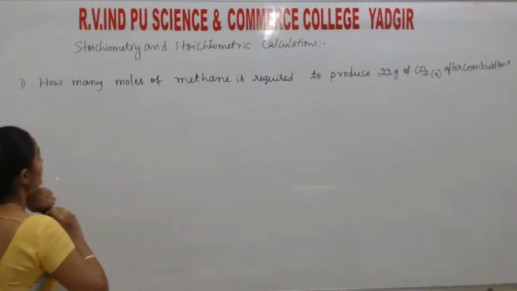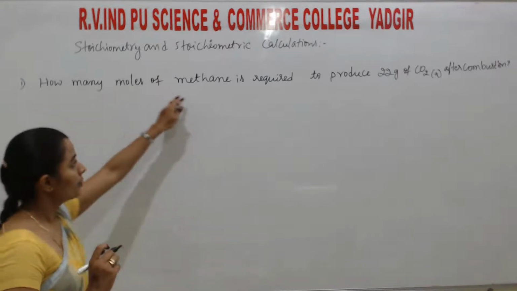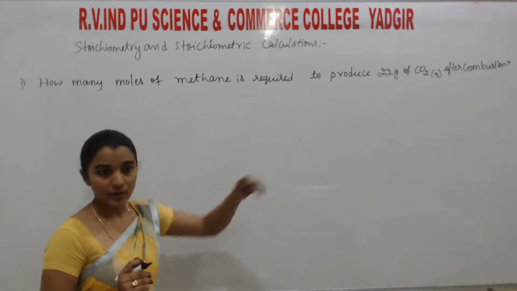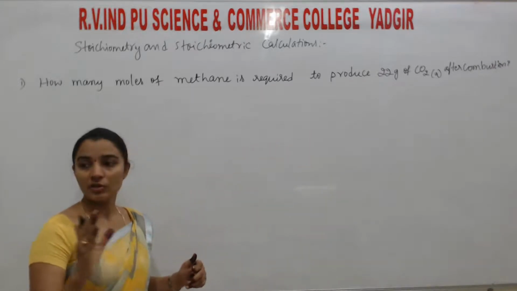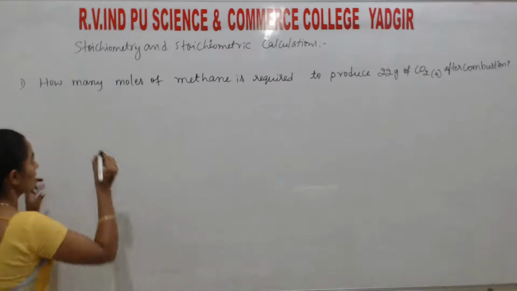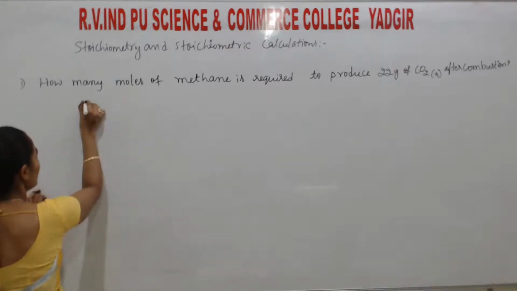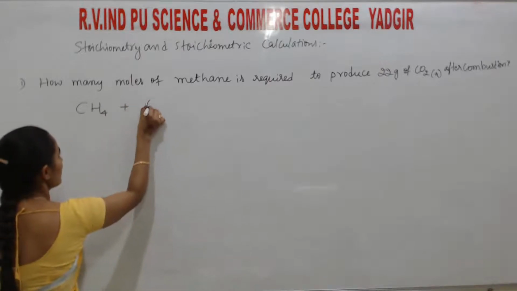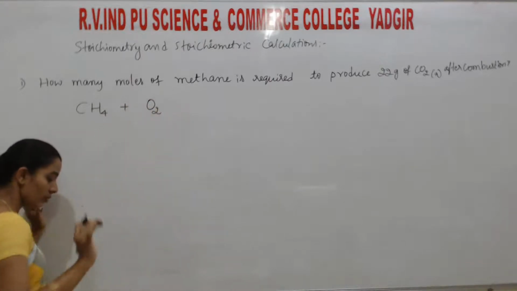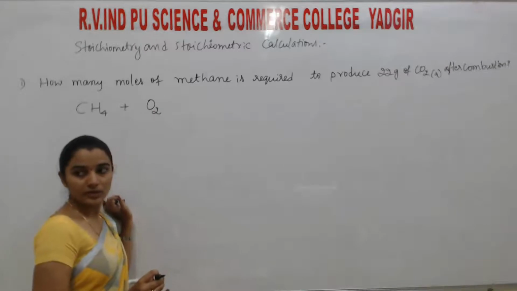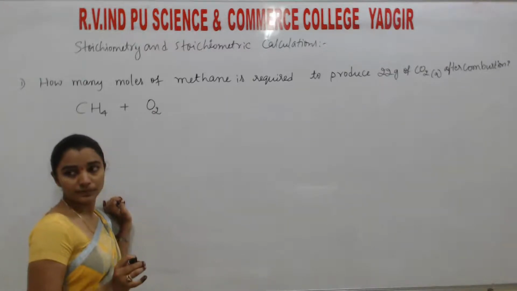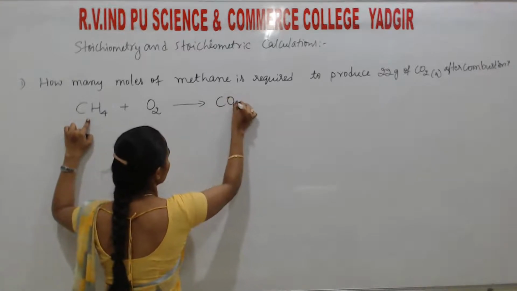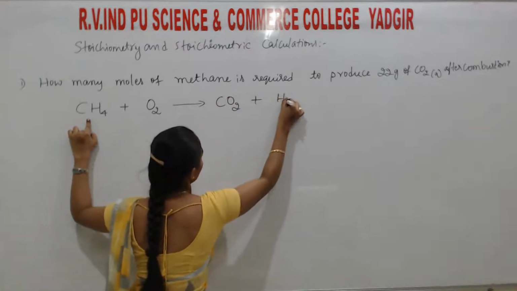Okay. So listen students. How many moles of methane is required to produce 22 gram of CO2 after combustion? Here the question is combustion of methane. So first write the reaction. Combustion means methane undergoes combustion in presence of oxygen. If anything burns in presence of oxygen, that is called combustion. It is a hydrocarbon, so it always forms CO2 as well as H2O.